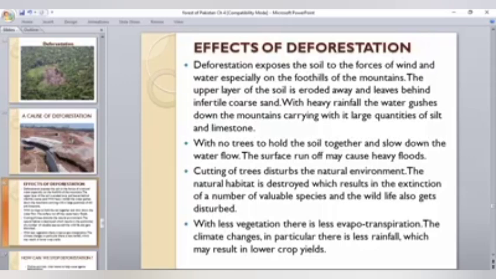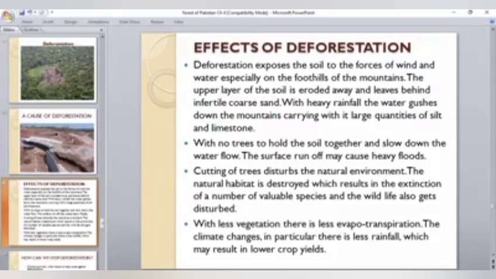With heavy rainfall, the water gushes down the mountains, carrying with it large quantities of silt and limestone. With no trees to hold the soil together and slow down the water flow, the surface runoff may cause heavy flood. These are the effects. Cutting of trees disturbs the natural environment as well.